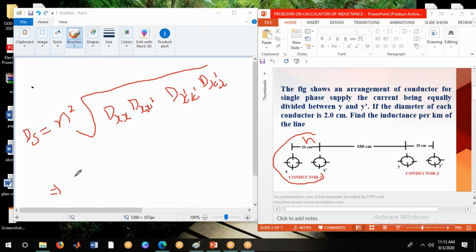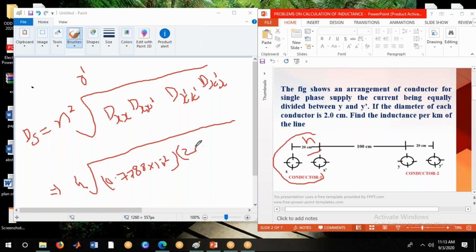Now here n is the number of conductors, how many conductors do we have? 2, right? So 2 square is 4, the 4th root of... and what is the dxx value? So dxx is called the self distance, that is r dash. What did we get as the r dash value here? The r dash value is 0.7788 into 10 power minus 2, into, what is the distance between x and x dash? 20 centimeter, 20 into 10 power minus 2.